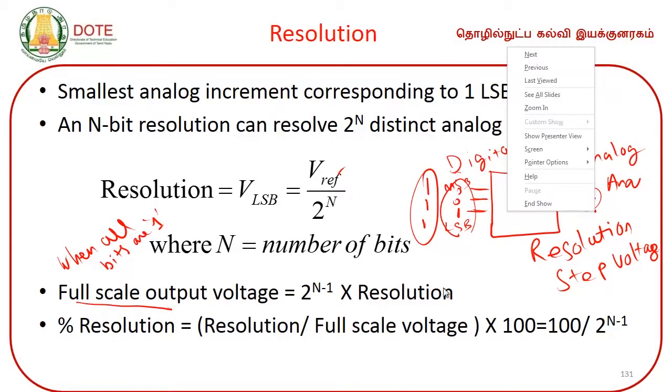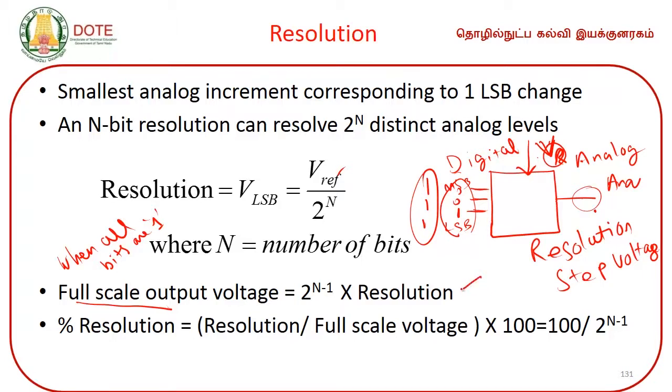At any point of time, the output voltage when you give the maximum input will be less than the reference voltage. So when you give the maximum input, the voltage at the output is the full scale voltage, which will be less than the reference voltage. Understand? That is the full scale voltage.